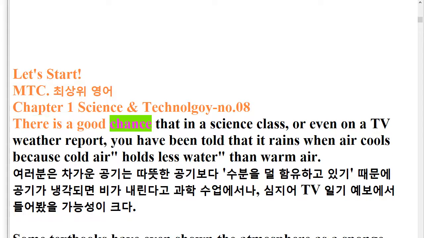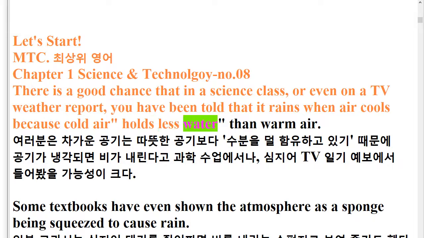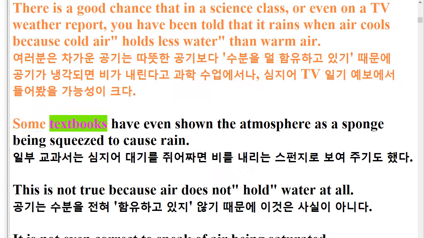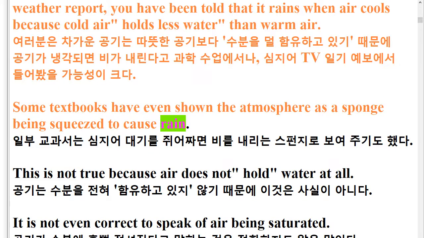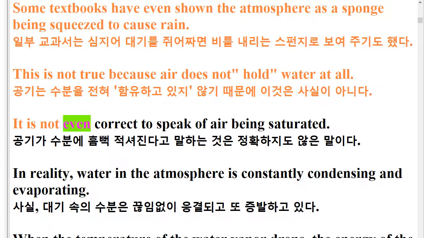There is a good chance that in a science class, or even on a TV weather report, you have been told that it rains when air cools because cold air holds less water than warm air. Some textbooks have even shown the atmosphere as a sponge being squeezed to cause rain. This is not true because air does not hold water at all. It is not even correct to speak of air being saturated.